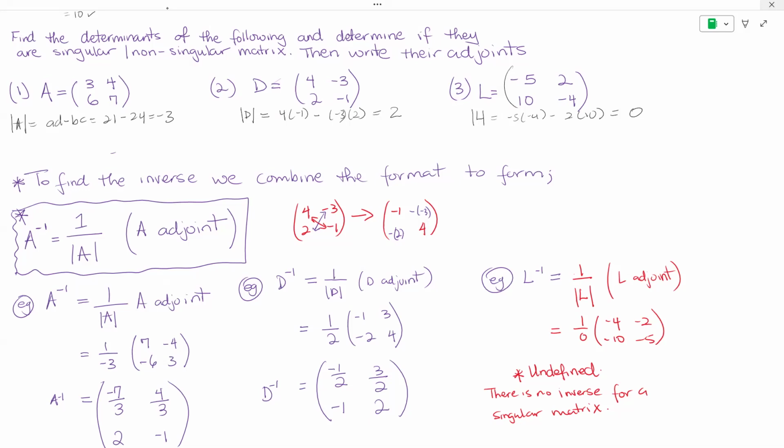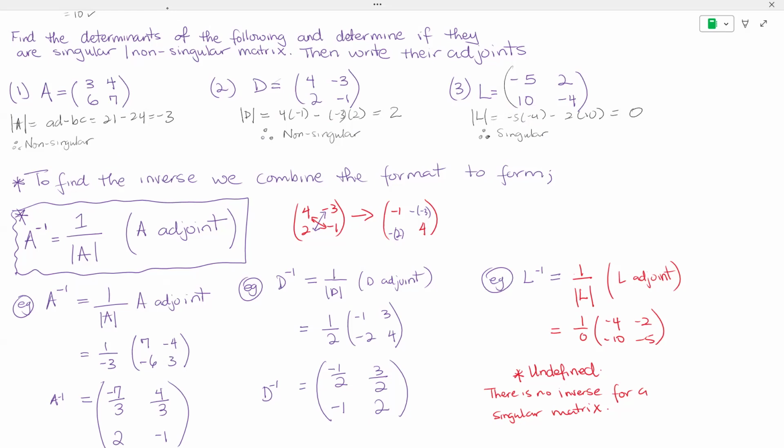No. No. Right? It's non-singular, because the determinant is not equal to 0. What about D? No. Non-singular. What about L? Yeah. Singular. So who was answering there? Alexis. All right, nice. So singular, non-singular, non-singular, singular.